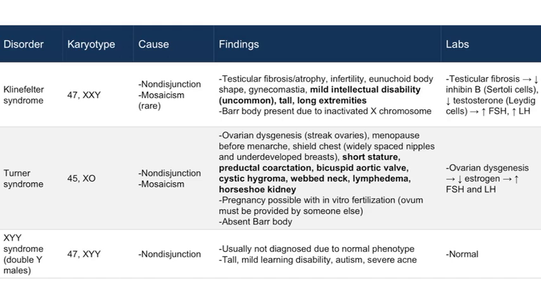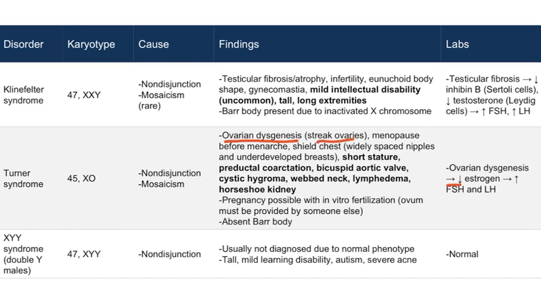The features of this disorder are extremely high yield, so take the time to commit this to memory. Just like Klinefelter syndrome, many of them can be remembered by understanding the basic pathophysiology. The lack of an X chromosome results in ovarian dysgenesis. The ovaries are replaced with fibrotic tissue, resulting in what's known as streak ovaries.